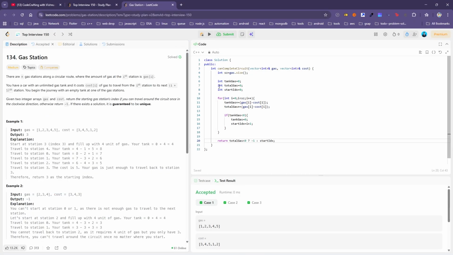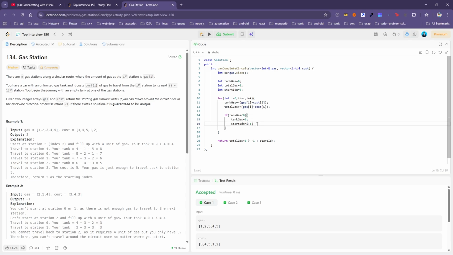So just to recap, what we did is we start with an empty tank. We have total gas, that is total accumulated gas. So overall we will see the starting index is 0. Now we will take the gas at this station and pay the price. Similar for total gas. Now if the tank gas is negative, which means we cannot go to the next station, then we'll start fresh with the next gas station. So tank gas will be 0 and start index will be i plus 1.